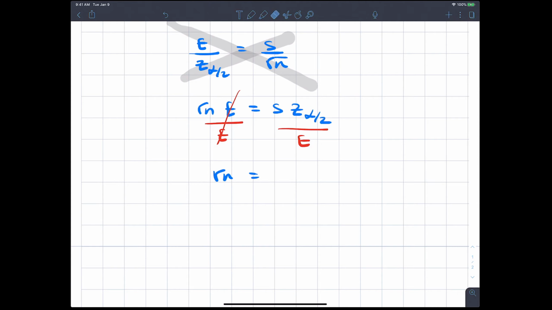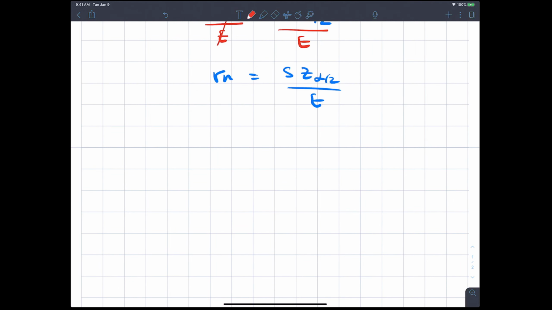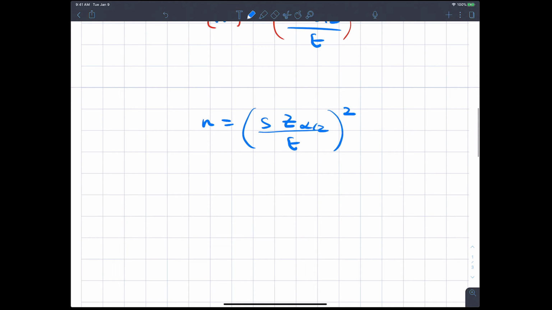Let's write it down this way. S z alpha over 2 over the error. Now you guys know what I can do here to get n: square both sides. So n here is going to be s z alpha over 2 over my error raised to the second power. So this is very, very simple. All I used here was some algebra skills from Math 110, beginning and intermediate algebra.